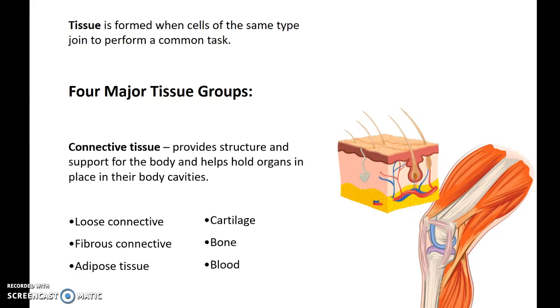Next type of tissue that we're going to talk about is connective. Connective tissue provides support for the body and connects its parts, holds our organs in place in our body cavities. Okay. As you can see down here, we have several different types of connective tissue. We have the loose connective, fibrous connective, adipose, cartilage, bone, and blood can also be considered a connective tissue. Your connective tissues are found, obviously, in your bones, your cartilage, your tendons, your ligaments, fat, blood, and lymph.